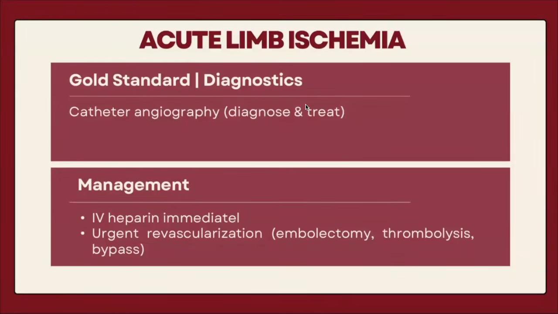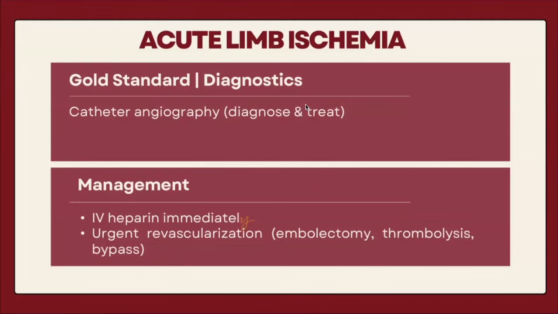Other management besides this, you want to start them on, what's it called? IV heparin. This is to prevent any further blockages, any further thrombotic changes, sorry. And you want to make sure that they're just getting enough blood. So you're doing catheter angiography. If you need to go in further and do a thrombolytic procedure where you break the embolus, you break the thrombus, you need to do that too. This is just to save the limb.